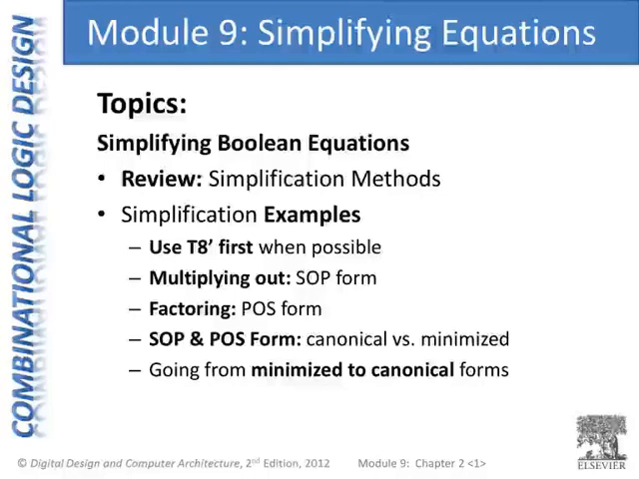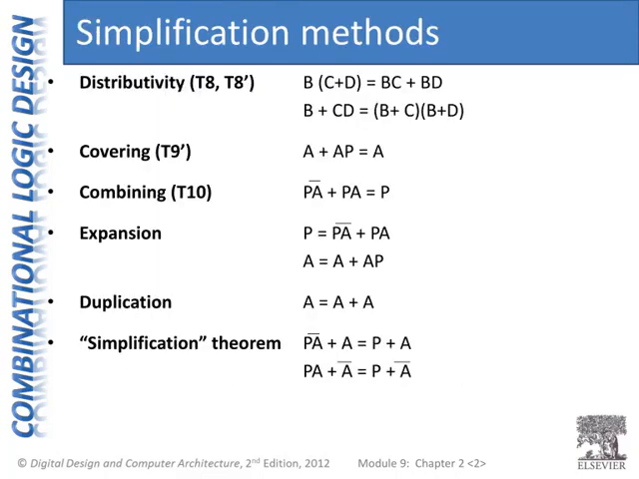In this module, Module 9, I'm going to give more examples of showing how to simplify and manipulate Boolean equations. So we'll start with a review of simplification methods, and then I'll give a lot more simplification examples. So specifically using T8 prime first when possible, examples of multiplying out and factoring, and then showing how to go from minimized and canonical forms of both SOP and POS forms of equations.